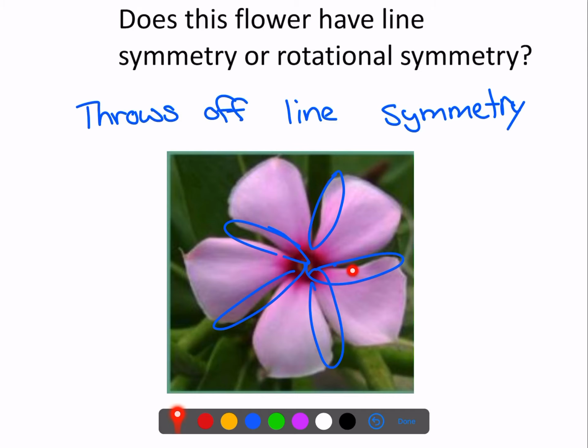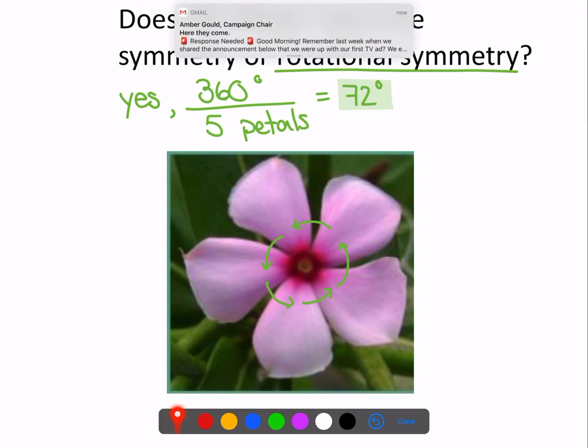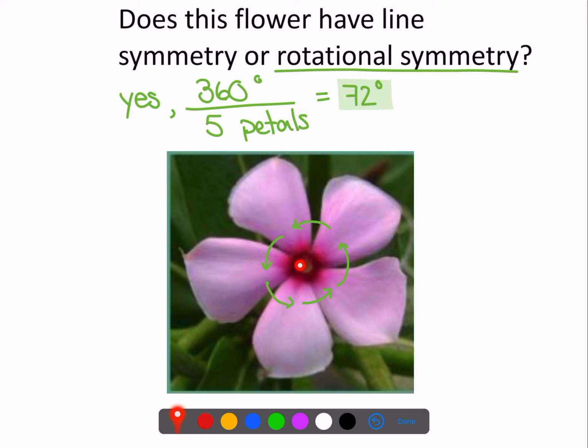Now, does this have rotational symmetry? Well, we can determine that. To do that, we take a point right at the center of our figure, and we try to spin our figure around in a circular motion. Now, there are 5 petals here, and each of these petals is supposed to be the same as the petal right next to it. If that's the case, then I can move this one petal 72 degrees to get to my next petal.